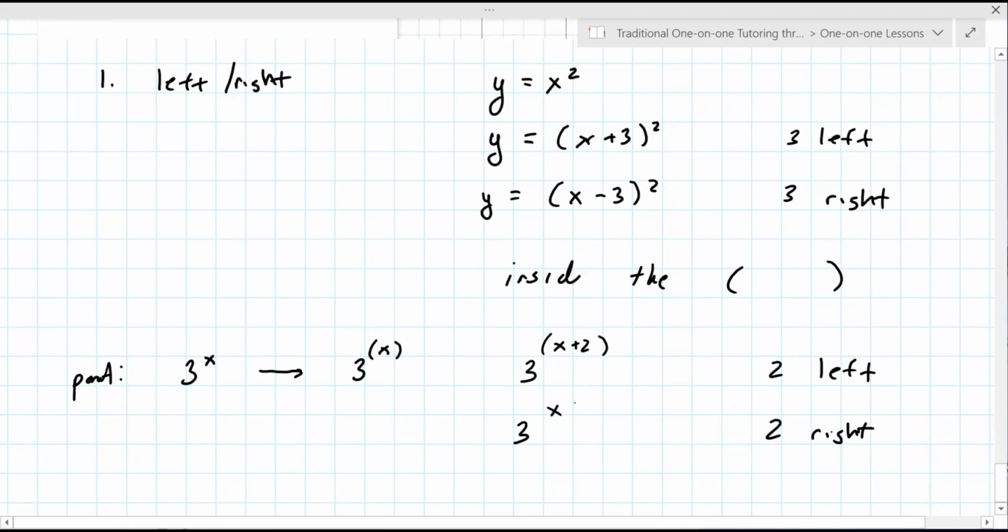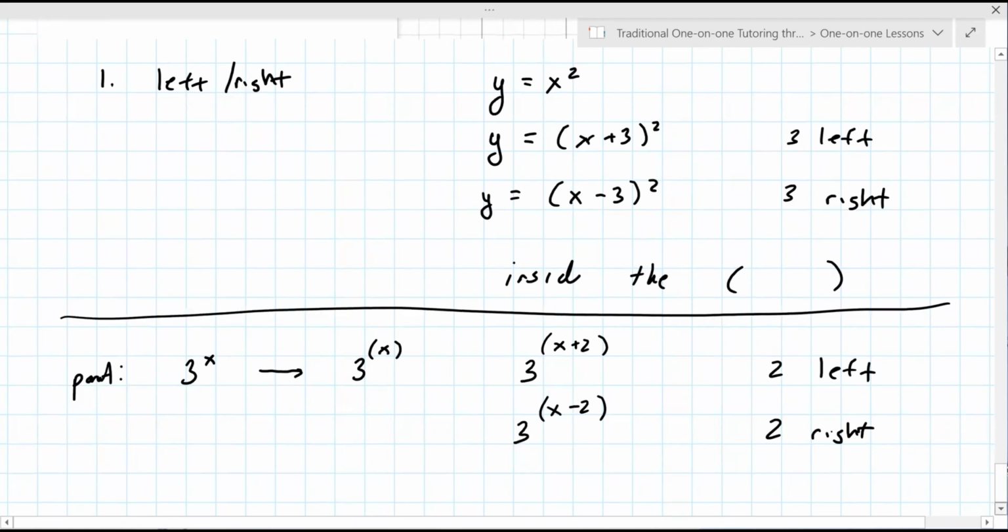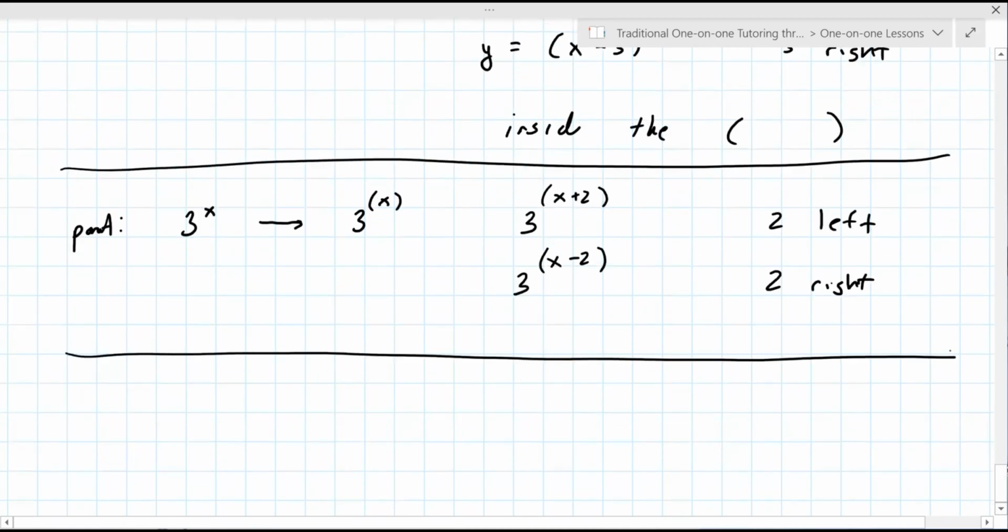X minus 2. Perfect. Okay. Now with exponentials it's just a tiny bit different, right? The next one, the reflection, and this is important, if it's over the y-axis, it goes from 3 to the x to 3 to the minus x.